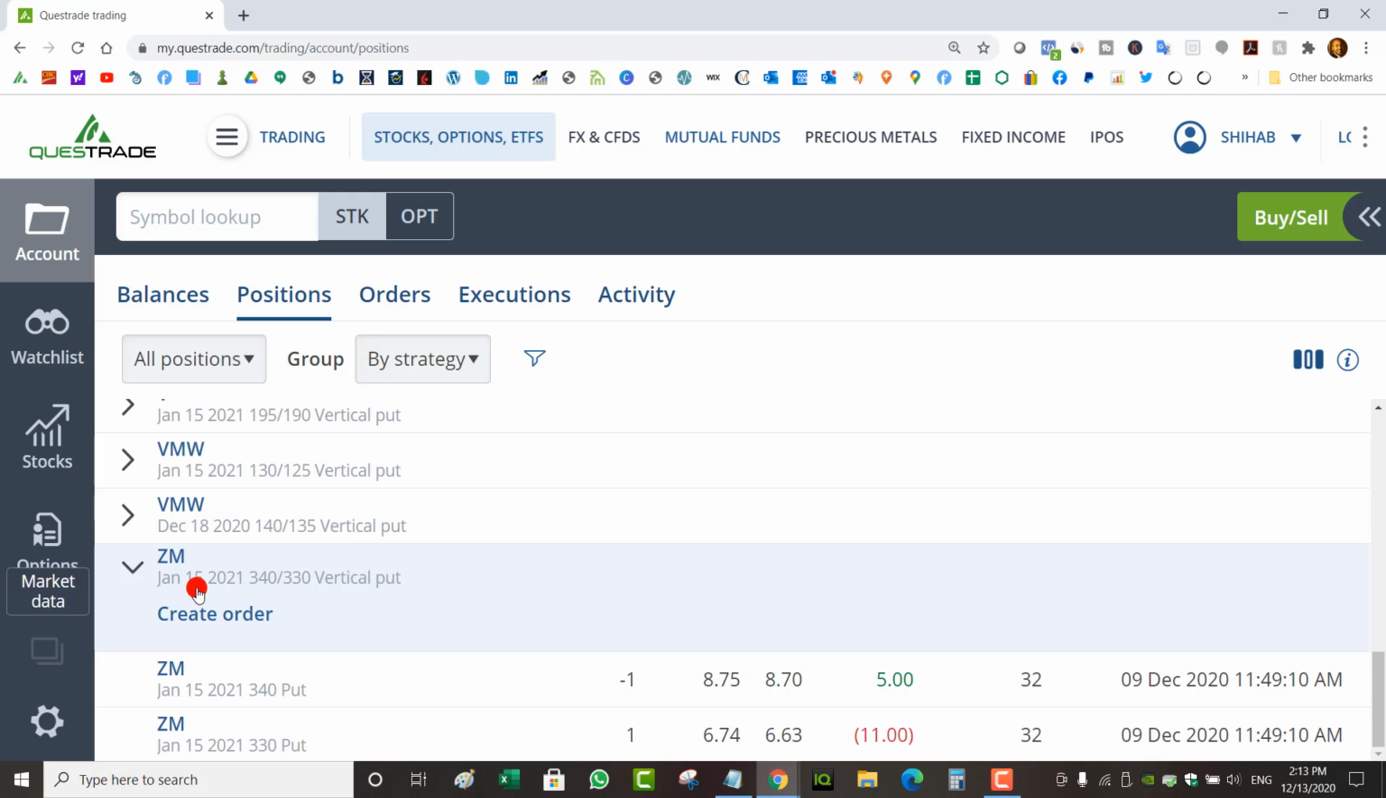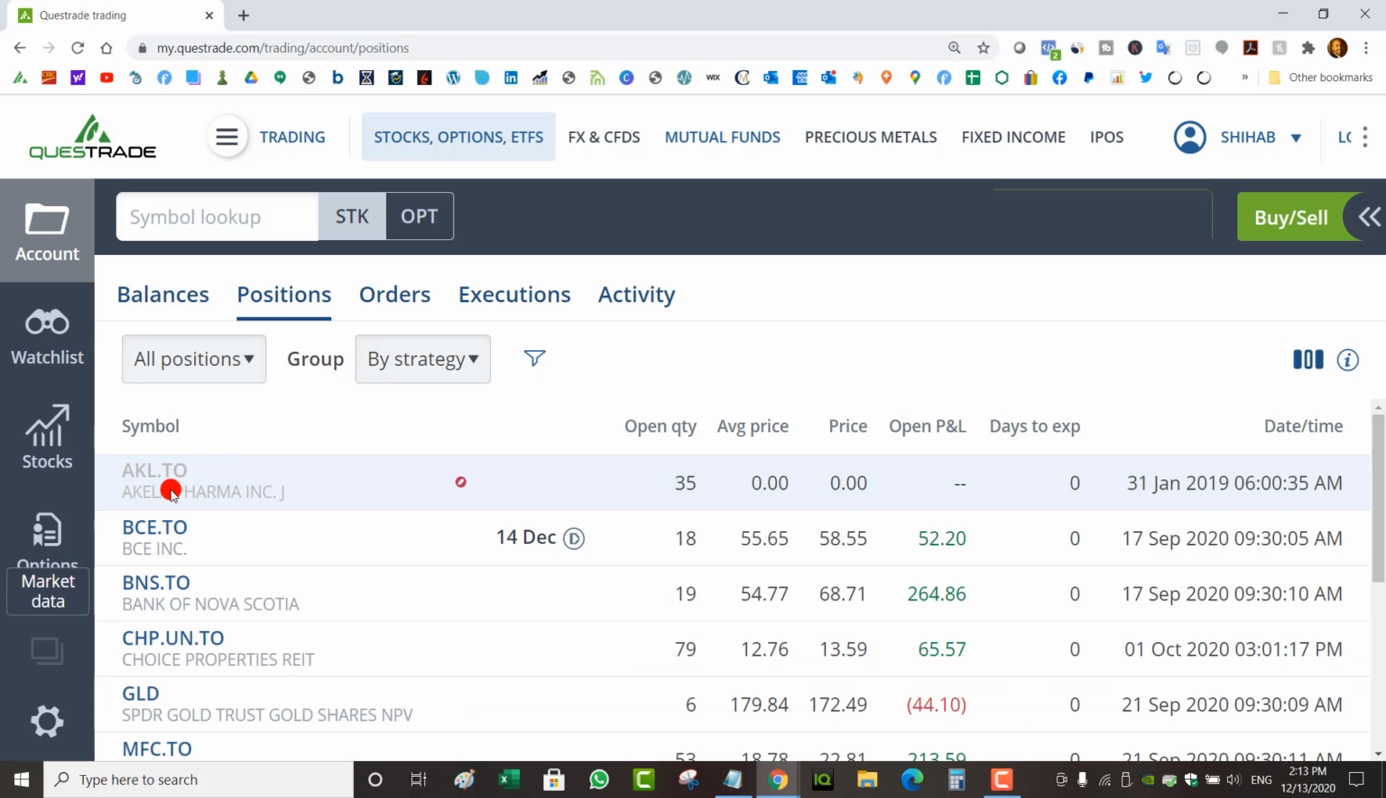And I basically win as long as Zoom stays above 340 by January 15. But obviously, we don't know what's going to happen. It could possibly drop below 340 and it could possibly move higher. I really don't know, but that's the risk. And that's why I go out of the money, to give myself some breathing room to win on the trade.